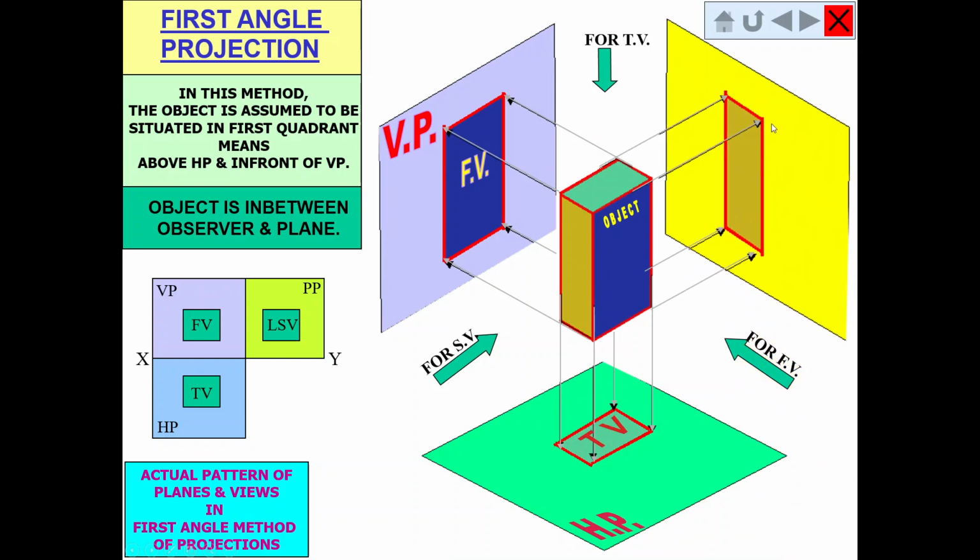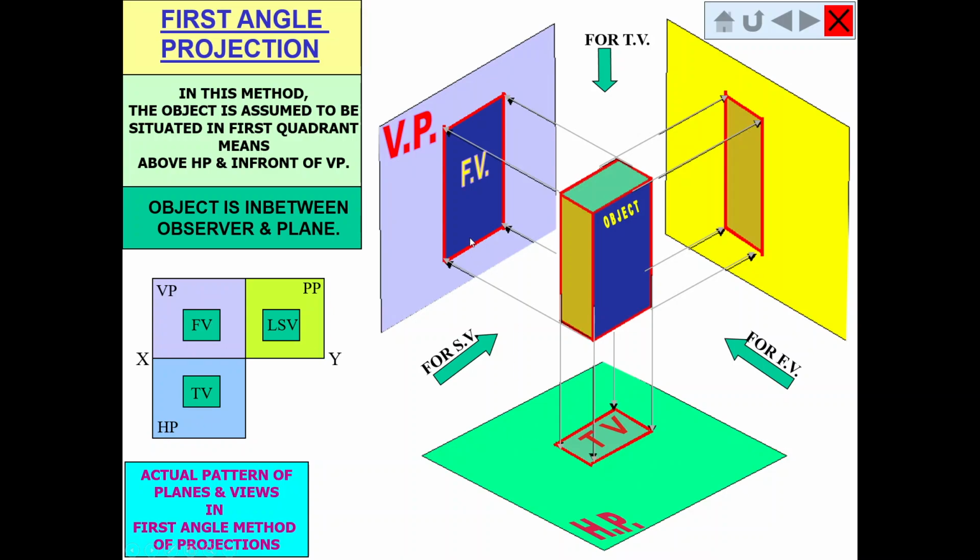So this becomes your profile plane. As you are observing from the front, this is the front view of the object, which is present over the vertical plane. As you are observing from the top, the top view of the object can be seen over the horizontal plane. Remember, in first angle of projection, the front view always lies above the xy line and the top view lies below the xy line. You can see the top view below the xy line and the front view above the xy line.